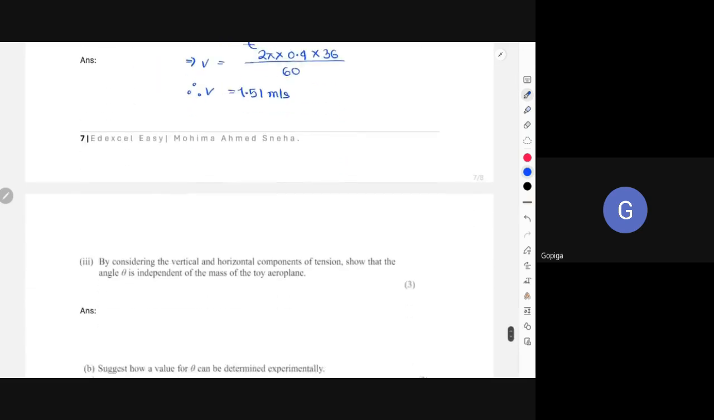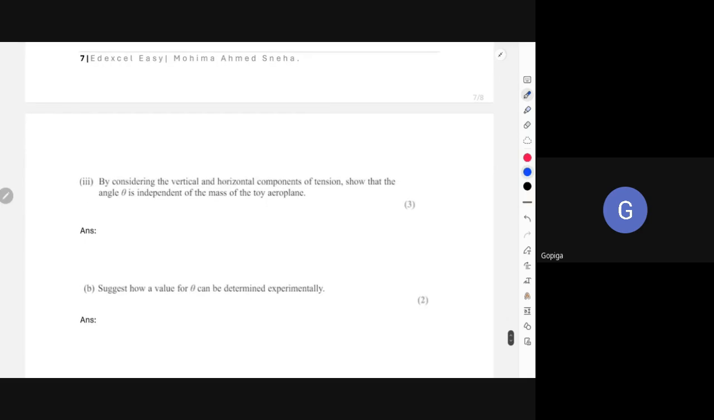Okay. Now after this, we are going to move on to the next part: by considering the vertical and horizontal components of tension, show that the angle theta is independent of the mass of the toy. Let me just read the question again. Over here, it says that by considering the vertical and horizontal components of the tension, we need to show that theta is independent of the mass of the toy. That means we have to create an equation for theta where mass is not related to it.